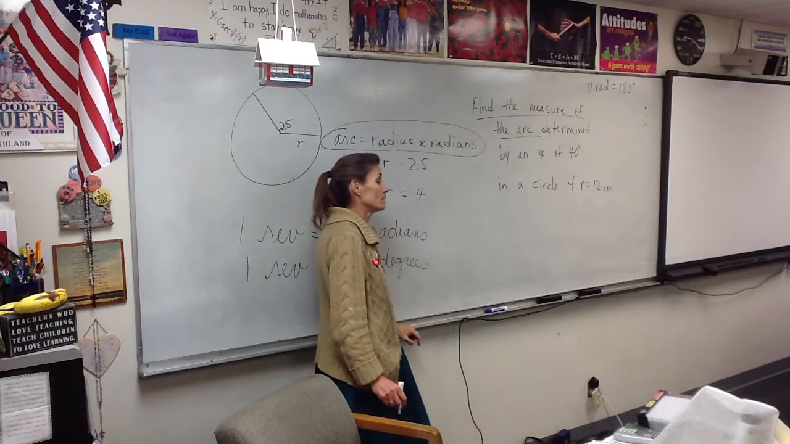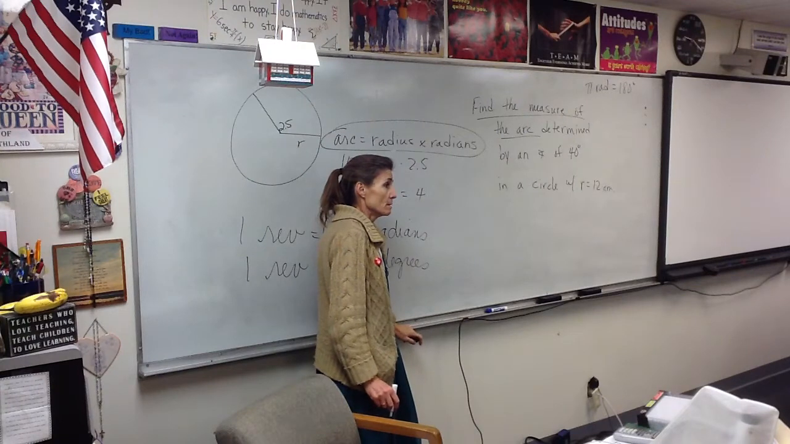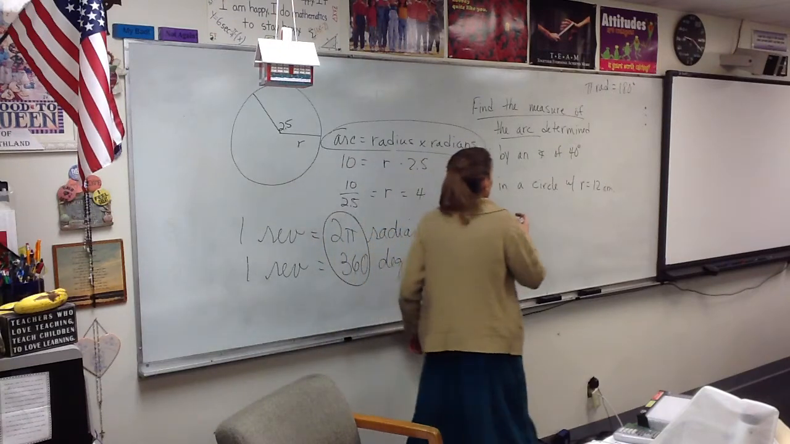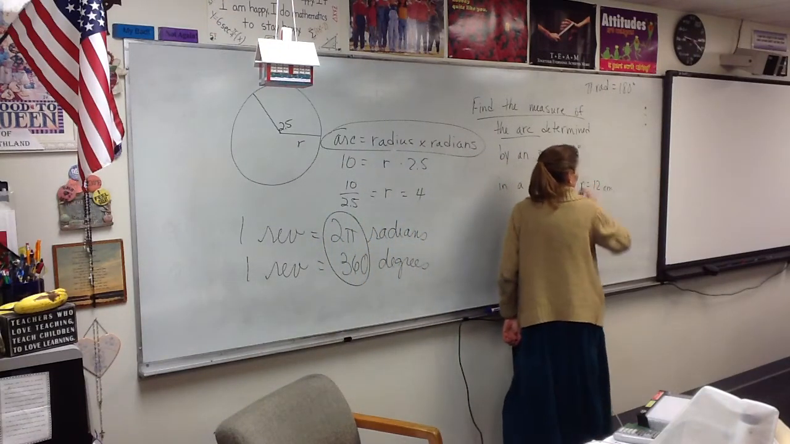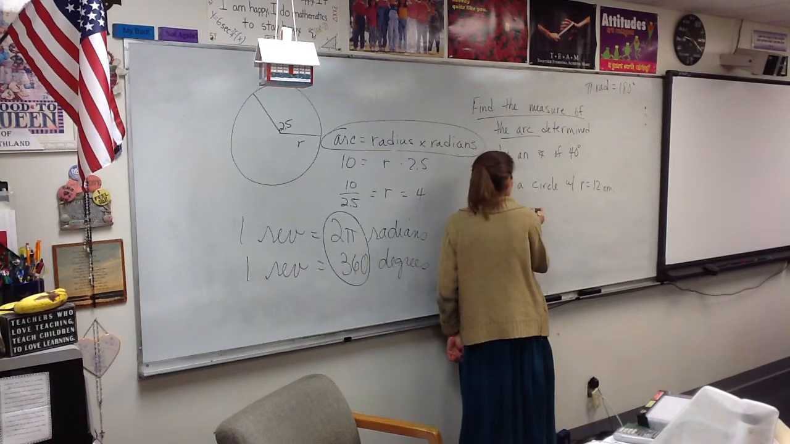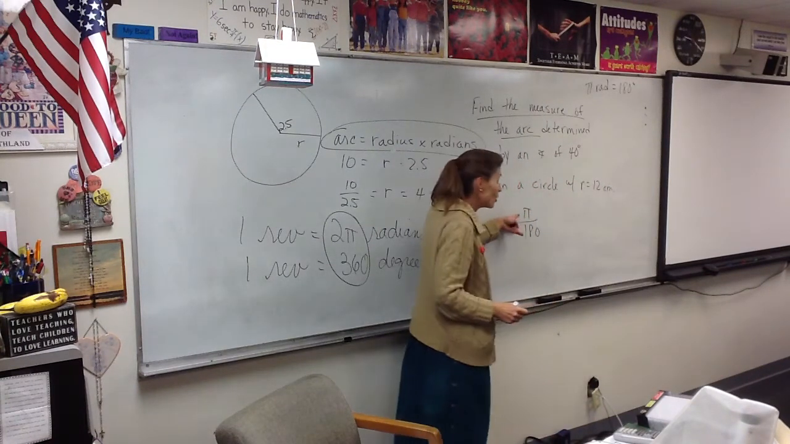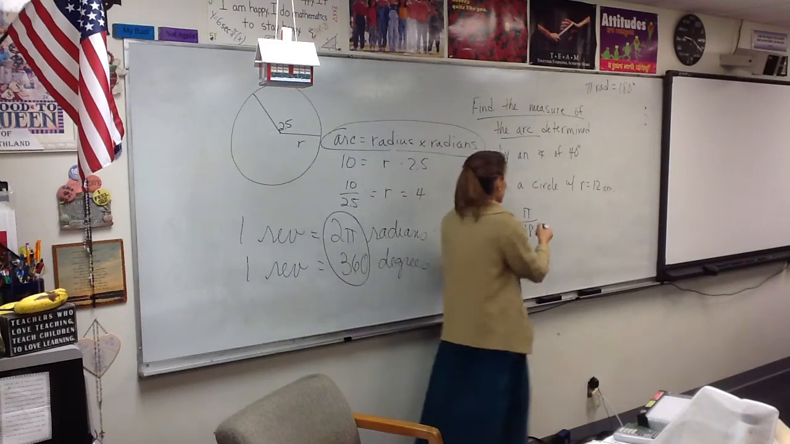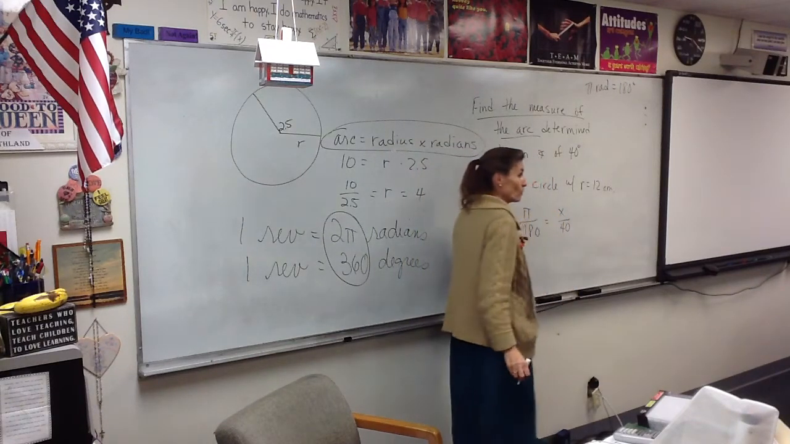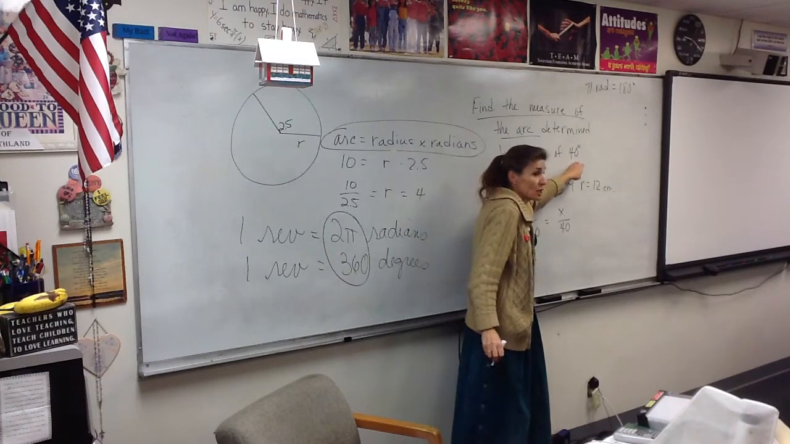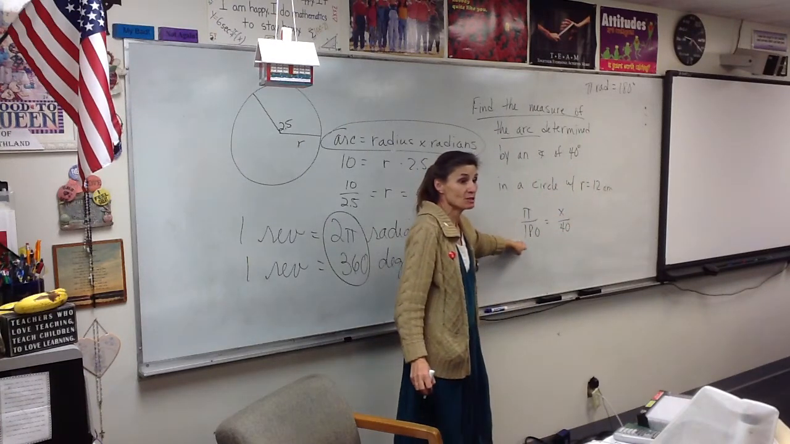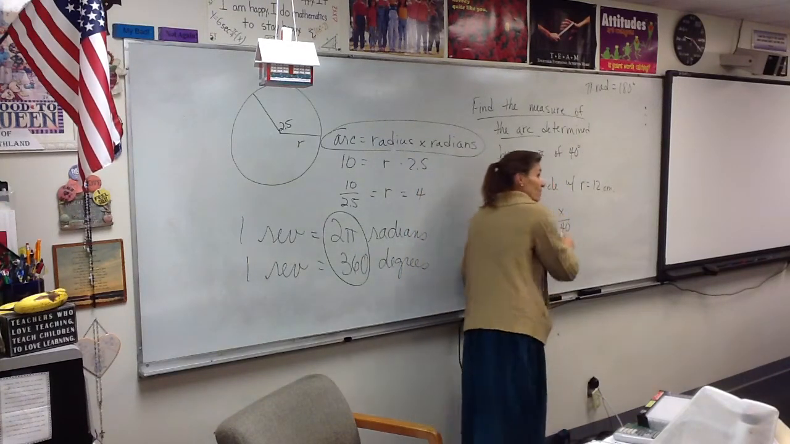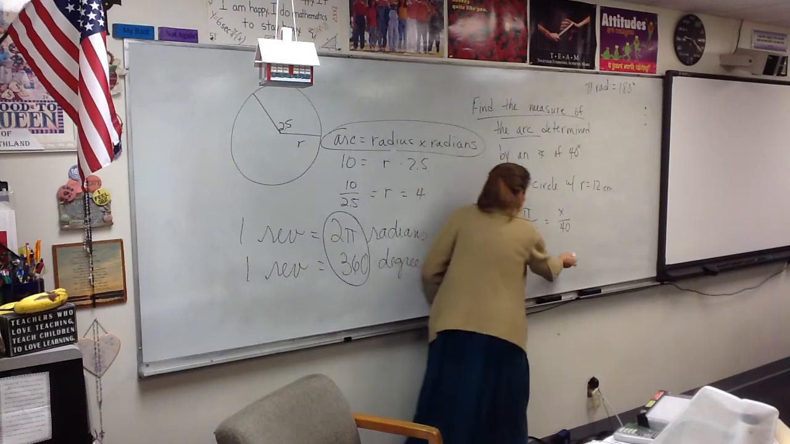Now, to convert, there's different ways to do it. I like to set up a proportion. So anytime I need to change a degree measure to a radian measure, I'm going to say, I know that pi is 180. I know that this fraction right here is 1. Pi radians is 180 degrees. How many radians would be 40 degrees? I'm trying to change 40 into radians. Does this proportion make sense to you? I know that pi is 180. I want to know what is 40. So I'll just multiply by 40.